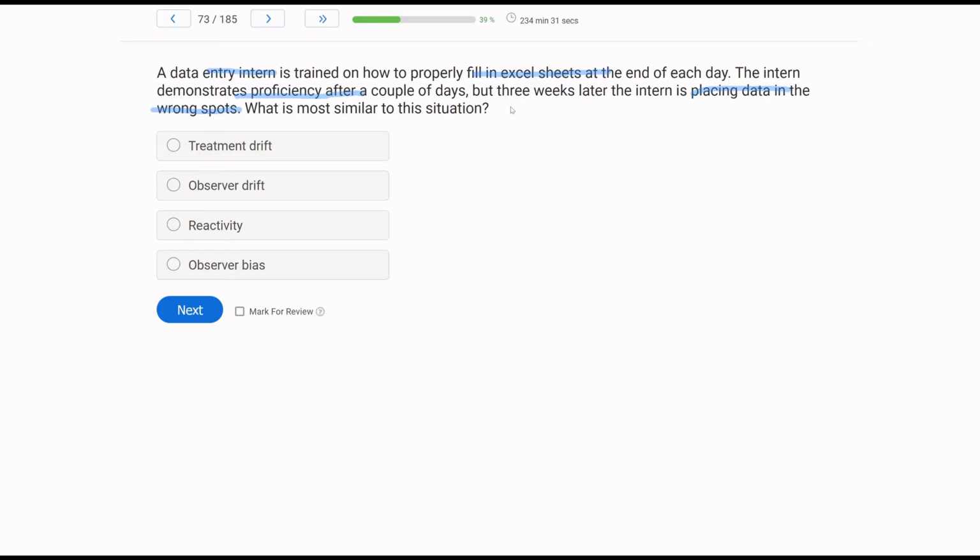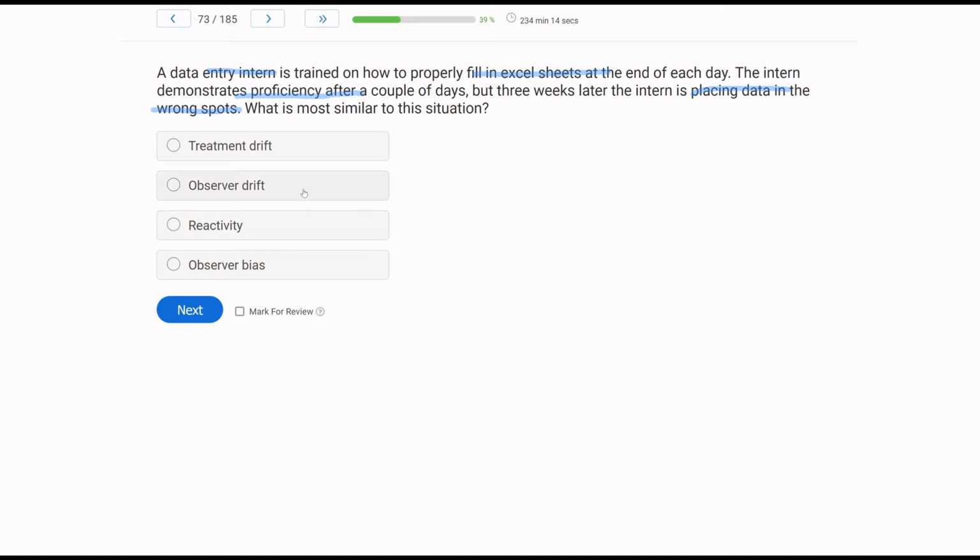In this case, the intern is no longer putting the data in the right spots, but rather they're putting them in the wrong spots. That is just the natural occurrence of treatment drift. It's one of the reasons we need to supervise very closely to make sure our treatments are being implemented correctly.